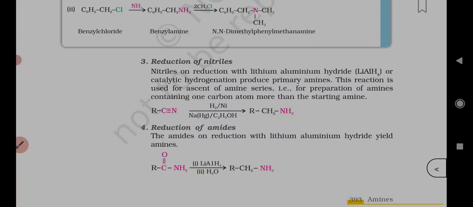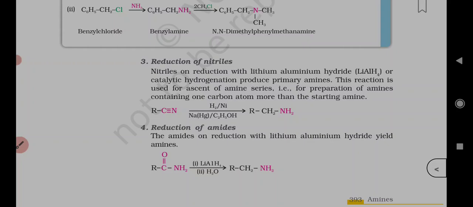Because aryl halides do not undergo nucleophilic substitution with the anion formed by the phthalimide.